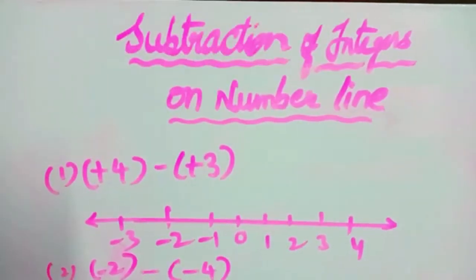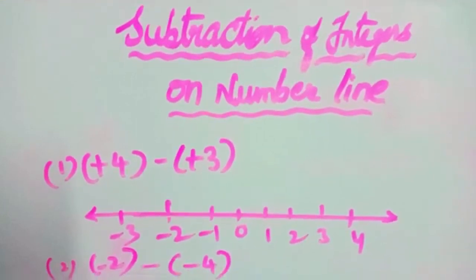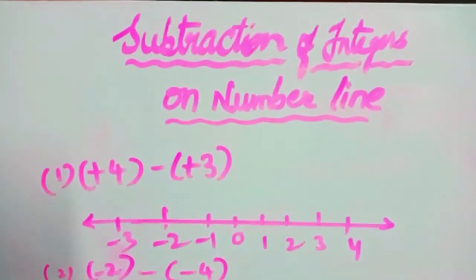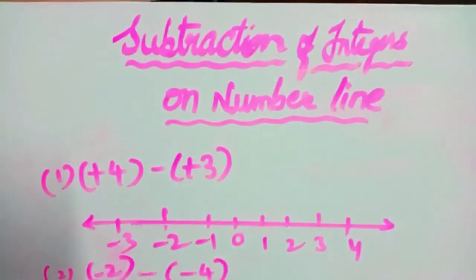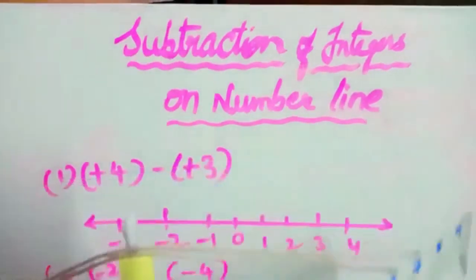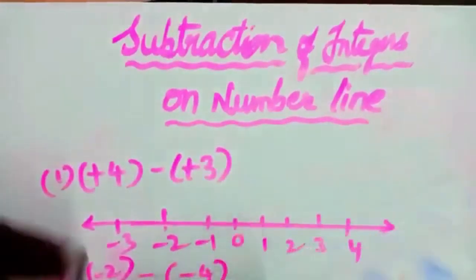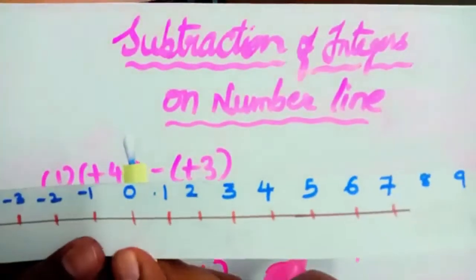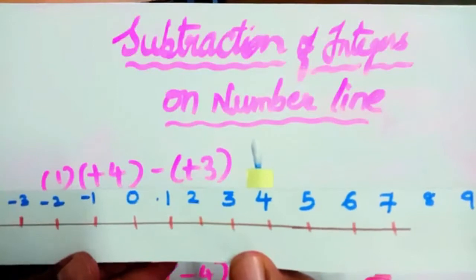Now we will go with the subtraction of integers on the number line. Here we can see subtracting plus 4 and minus 3, sorry, plus 3. So I'm here subtracting a positive integer from the given integer. First of all, we need to locate the positive 4 on the number line. So this is 0, and I'm locating the positive 4 on the number line.